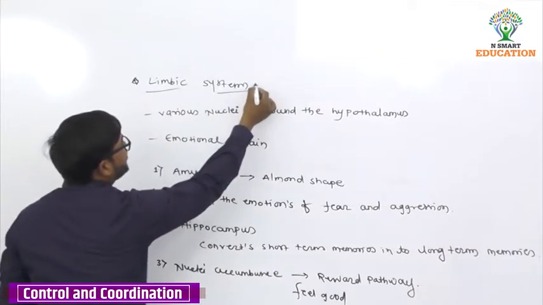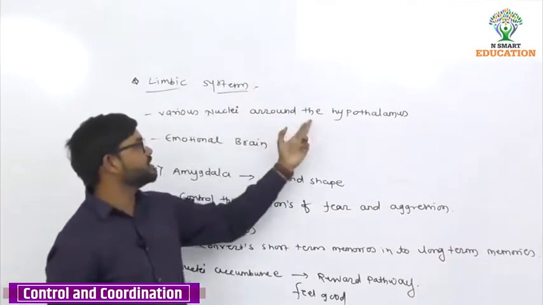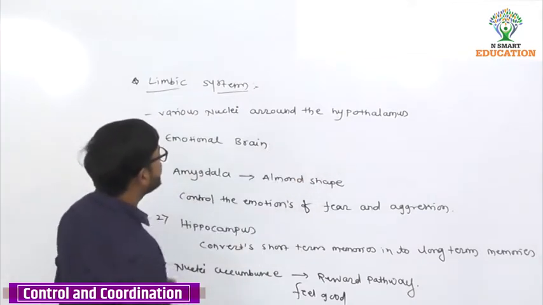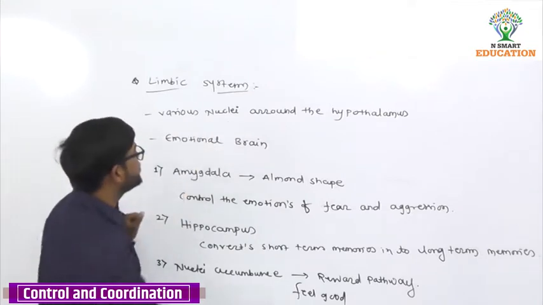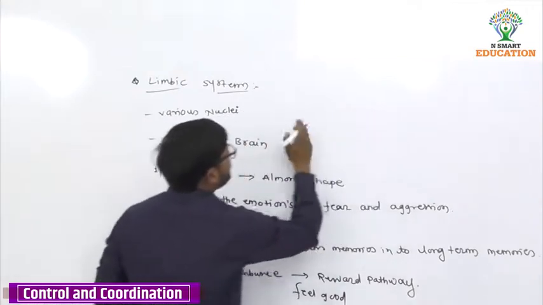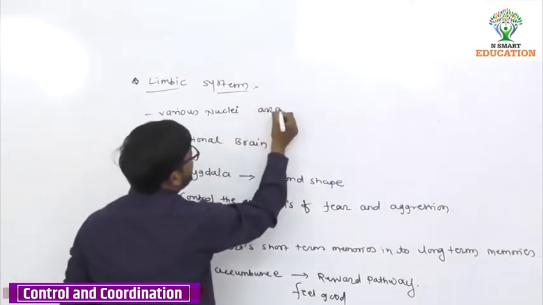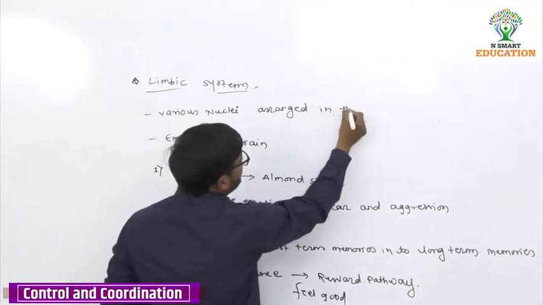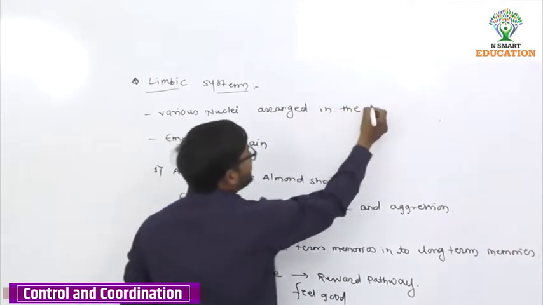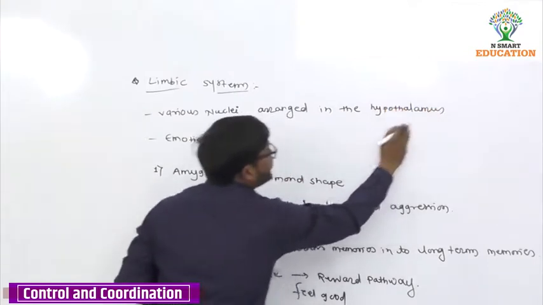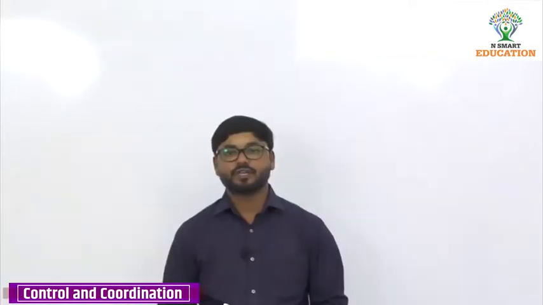तो दिस इज अबाउट द पर्टिकुलरली लिम्बिक सिस्टम एंड लिम्बिक सिस्टम प्रेजेंट various nuclei arranged in the hypothalamus, okay. So this is about the limbic system.